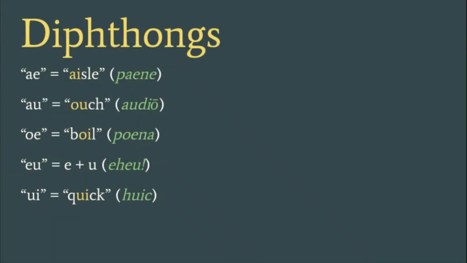Well, when you see an AE in Latin, it sounds like the AI in aisle. So in Latin, we'd pronounce that word paine, right? It's an I sound. The AU makes it sound like ow, like ouch, right? So when you start that word in Latin in green, it's audio, right? It's an ow sound. The OE makes it sound like the OI in boil or oil. It's an oi sound. So in Latin, we have poina.